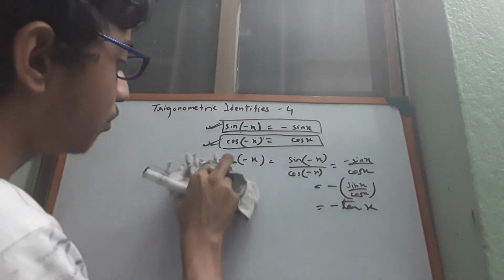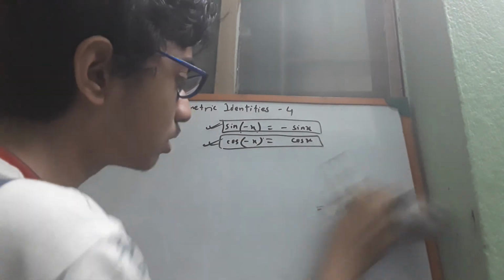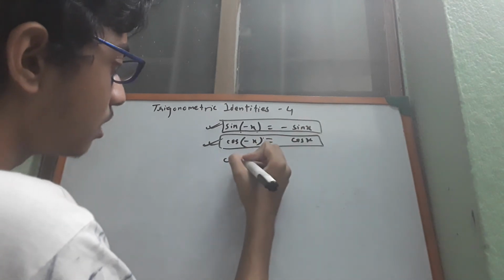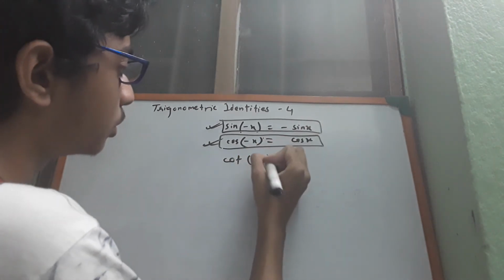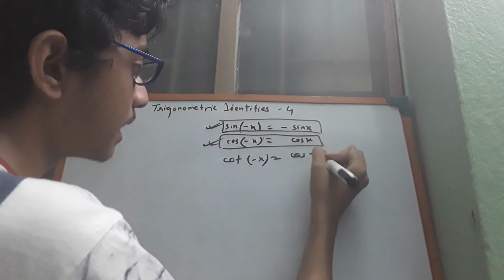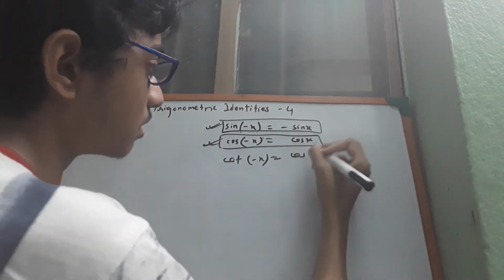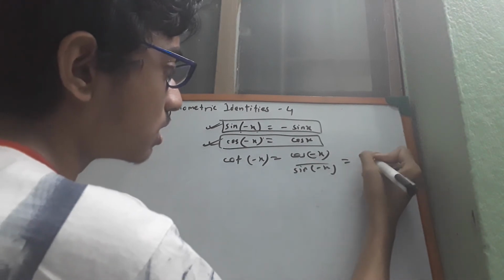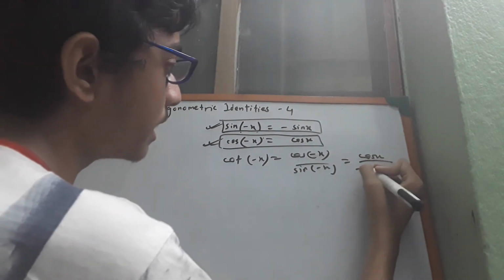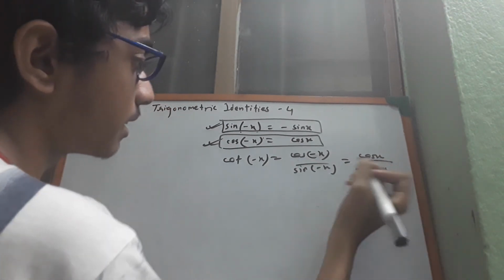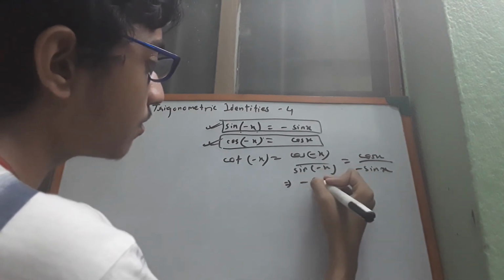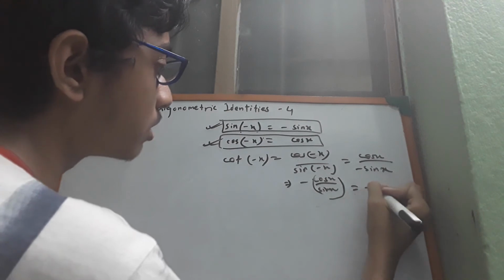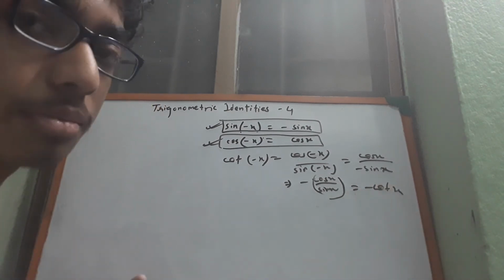Similarly, if you do cot of minus x, it's obvious that it will also come out to be minus cot x, because we will have a sign here anyway. Still I'm showing you. This is just cos of minus x. So the numerator is just cos x, but in denominator we have a negative sign. This is just negative sin x. So ultimately it will be negative cos x over sin x. But this thing in the bracket is cot x, so this will be negative cot x. Right? Obvious?